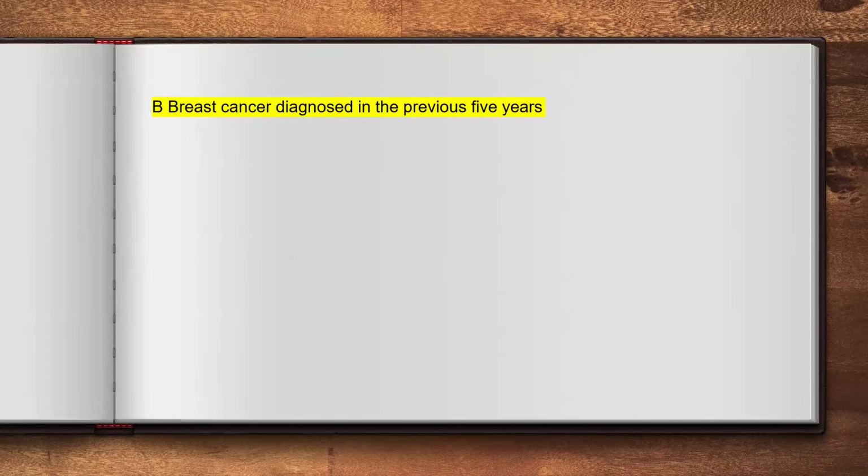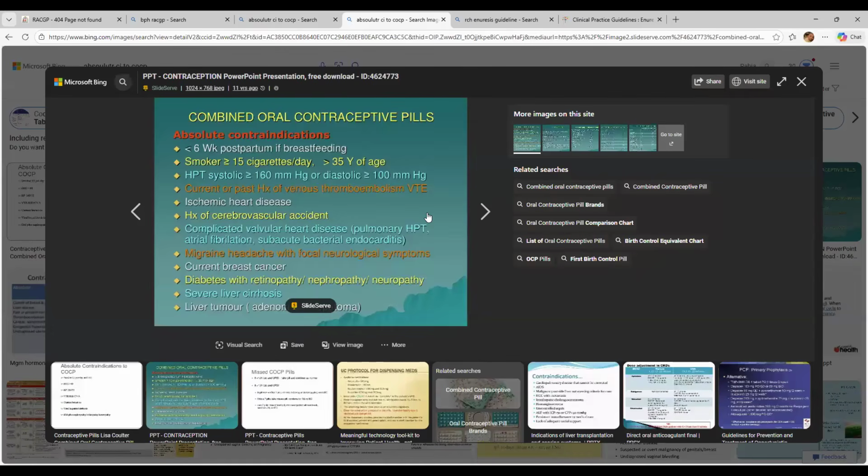So those are basically the contraception contraindications. Smoker, more than 15, more than 35 for combined. Past history of VTE, ischemic heart disease, cerebral stroke, valvular heart disease, migraine, current breast cancer, diabetes with retinopathy, severe liver cirrhosis, liver tumor. And for the progesterone, it's breast cancer in the last 5 years.